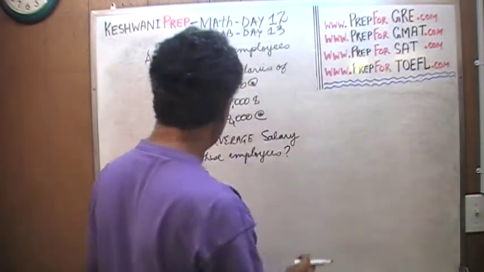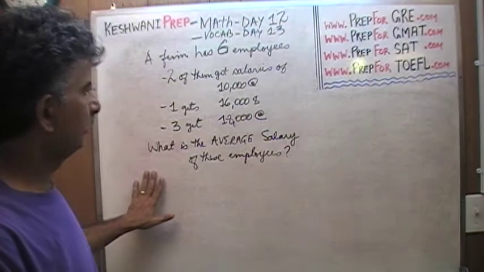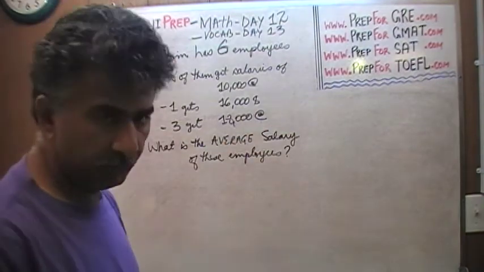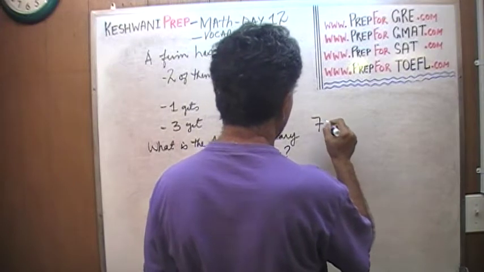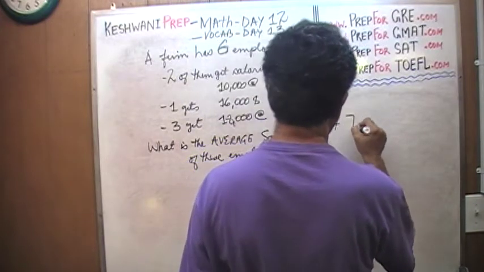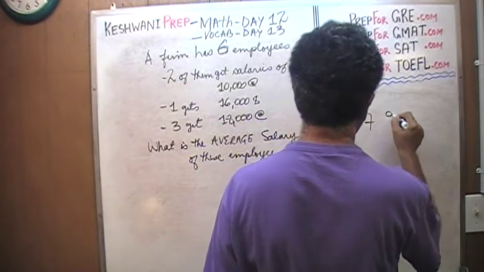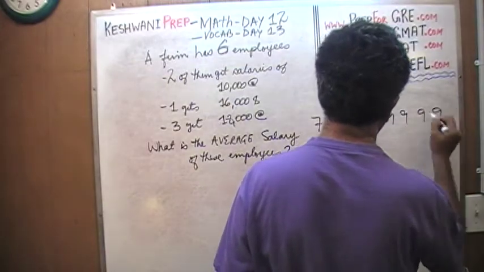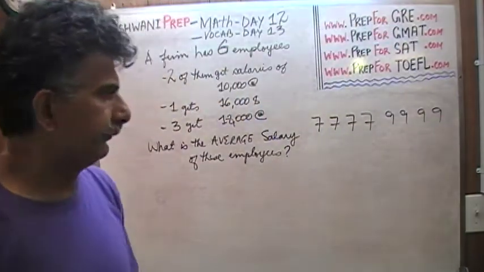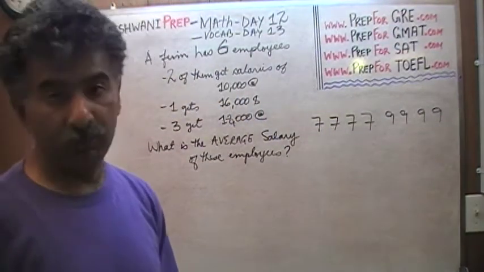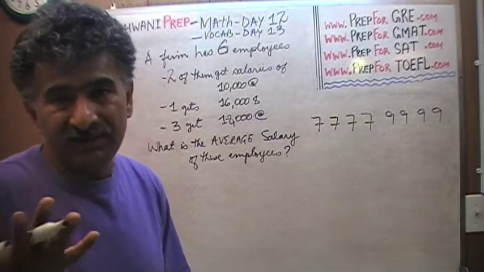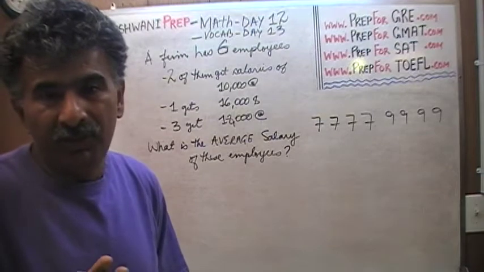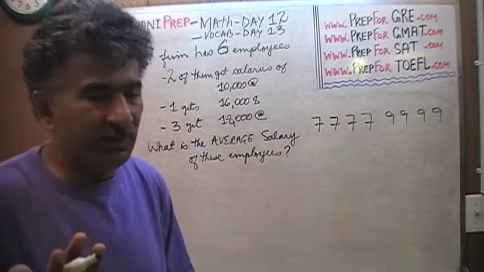Before we do this problem, let's do a couple of problems on this side here. Can you tell me what the average of these numbers is going to be? 7, 7, 7, 7, 9, 9, 9, and 9. Again, you can sit there and add them up and divide by 8, but you're not understanding the concept of average if that's what you're doing. If you're doing it manually, you do not understand what the average means.